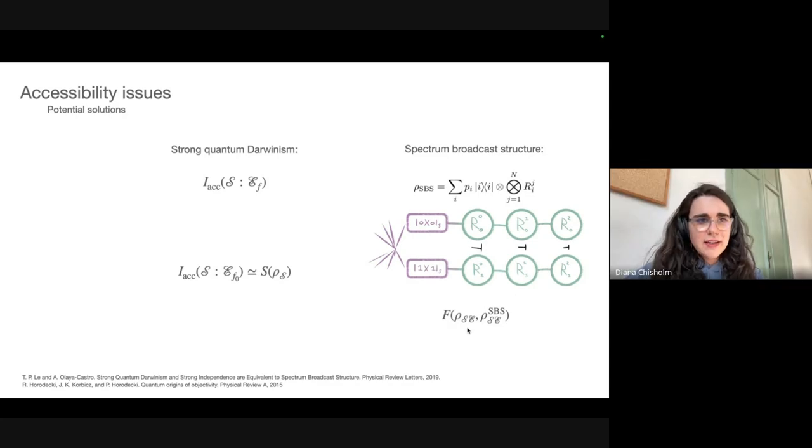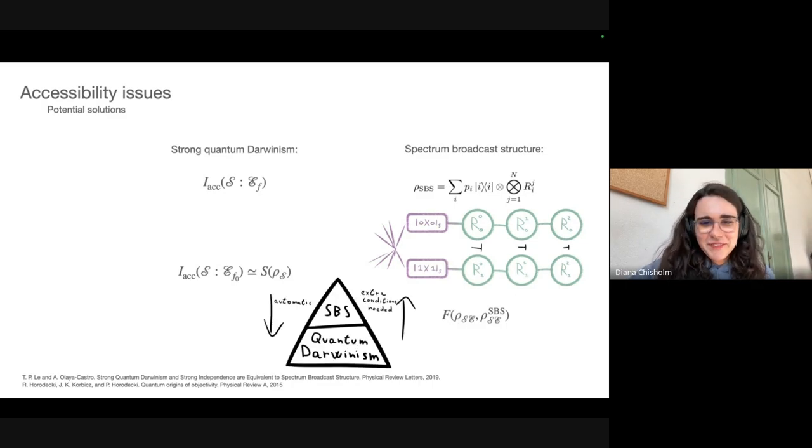This was just a very quick overview. And then, oh yeah, there's one final point. There's an established hierarchy between SBS and quantum Darwinism. SBS is considered to be more stringent, in the sense that if a state fulfills this condition, then it will automatically fulfill the condition of quantum Darwinism. However, the opposite is not true. If you have a system that fulfills the condition of quantum Darwinism, you need extra conditions to ensure that the state is also SBS. You can find the details in this reference here, where they prove this.